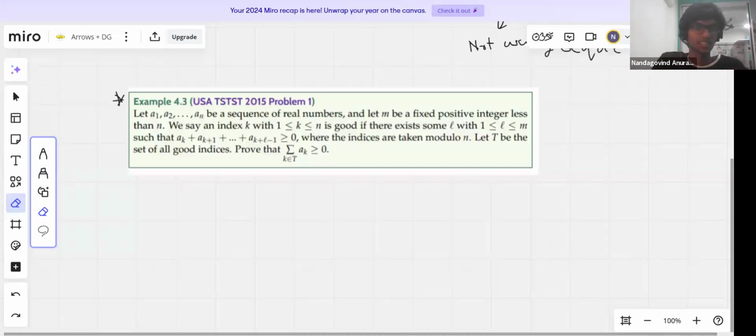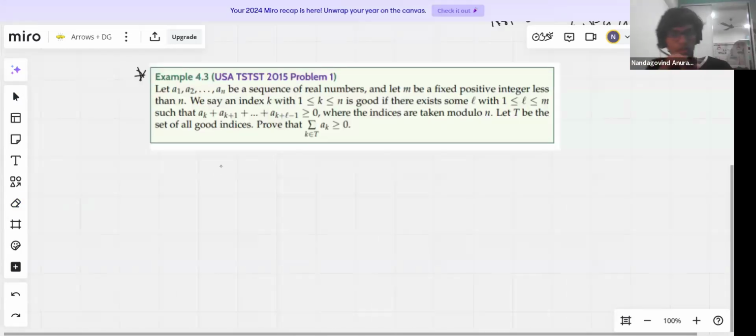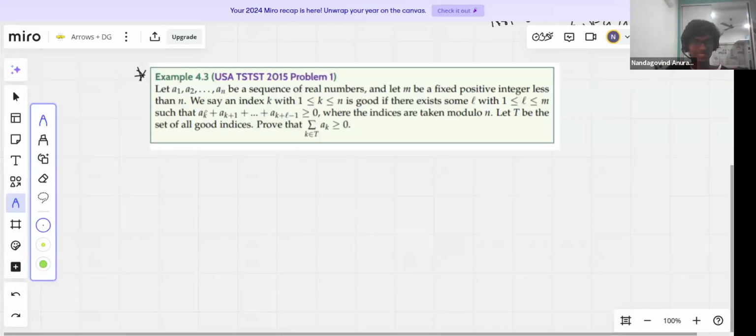USAMO is harder than INMO. Problem wise, a TSTST P1 is going to be easier than USAMO P3. It's going to be closer to USAMO P2. That's just hard in more, but these are problems that are nice. Anyways, y'all can read the question.